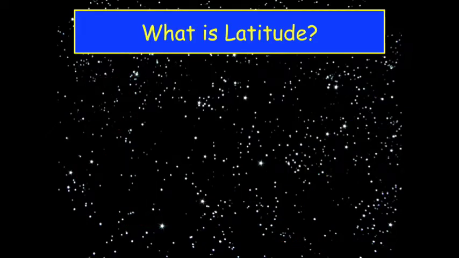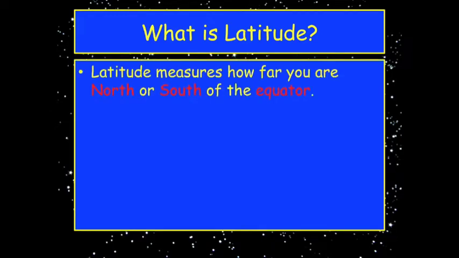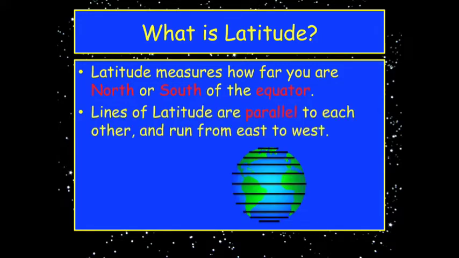So just to sum it all up, what is latitude? Well, latitude is our unit that is going to measure how far north or south we are from the equator. And lines of latitude are very distinct in that they're parallel to each other, meaning they never intersect, and they run east, west, or right and left. I like to remember it by saying lat is flat. All the lines of latitude are flat.